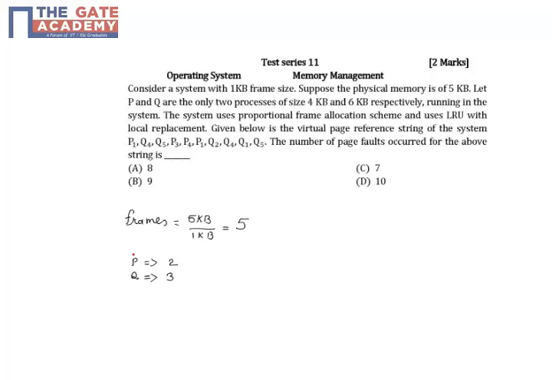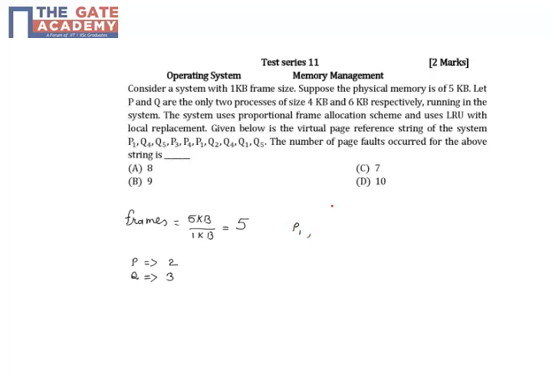Now if only local replacement is possible, that means you can only have pages of process P on these two frames, and process Q can have all its pages on these three frames. So this question will become two different questions now. So for process P, what are the page references?